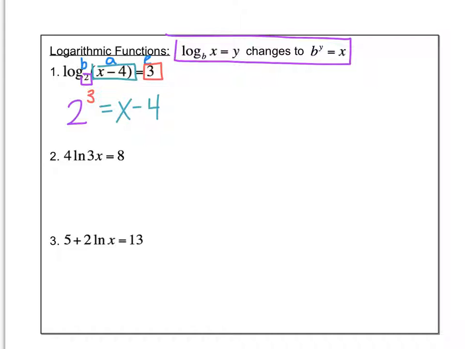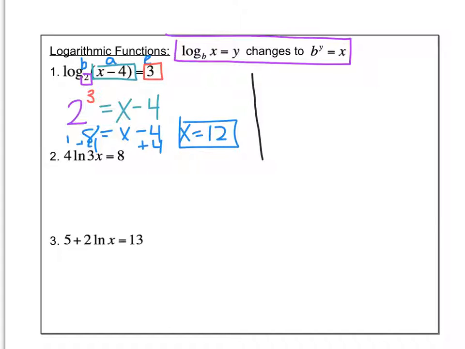And then all you have to do is solve that, which actually, if you look at it, is kind of an easy problem. You just have to do 2 cubed, which is 8. You get 8 is equal to x minus 4, and then you add 4 to the other side, and you get x equals 12. So that's one way to get your answer, and that one's pretty straightforward.